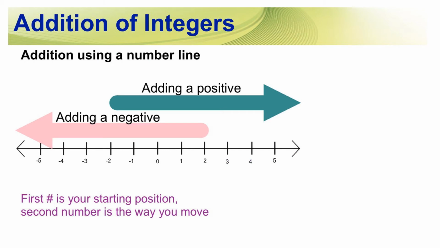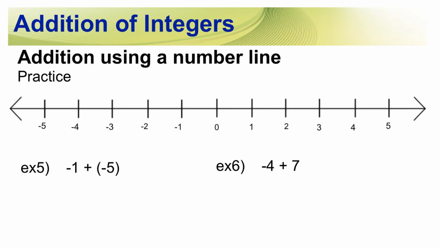So the next way that you can add integers is by using a number line. And when you're doing this, the first number listed in your problem is going to be your starting position. And then the second number is the way that you're going to move on the number line. If you're adding a negative, you're going to the left. And if you're adding a positive, you're going to the right. So let's take a look at an example.